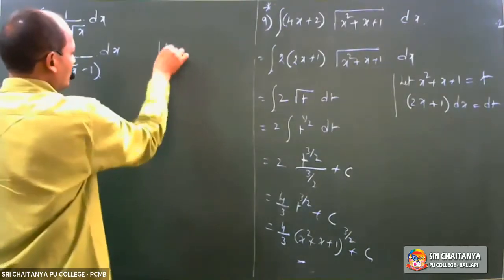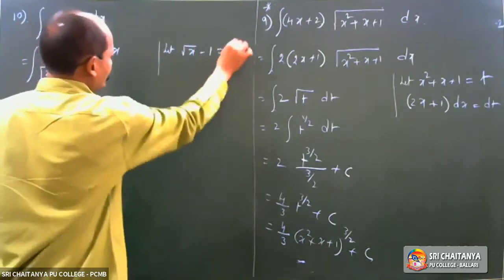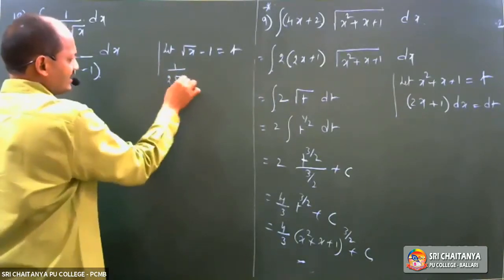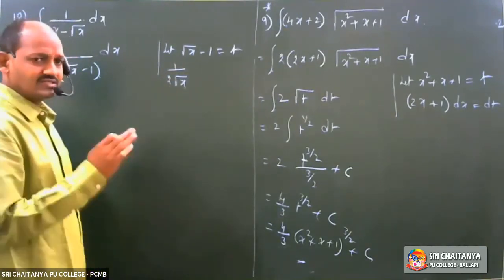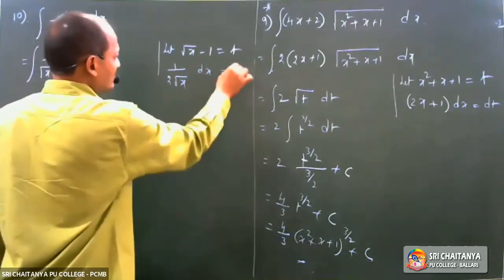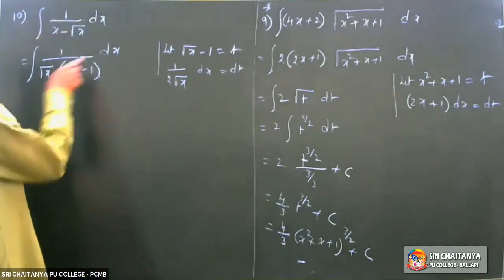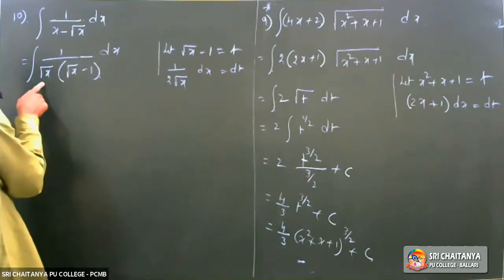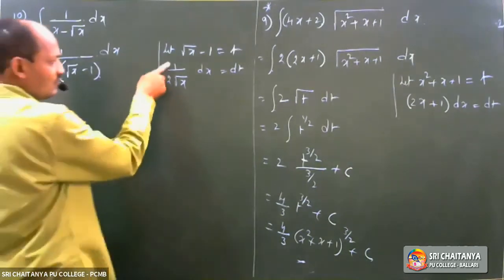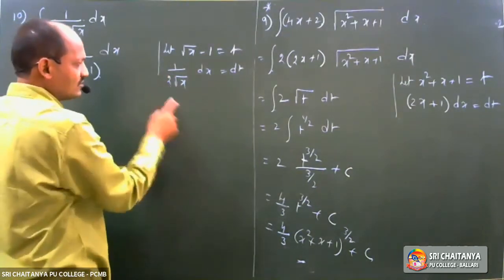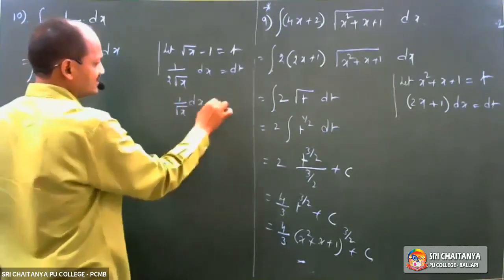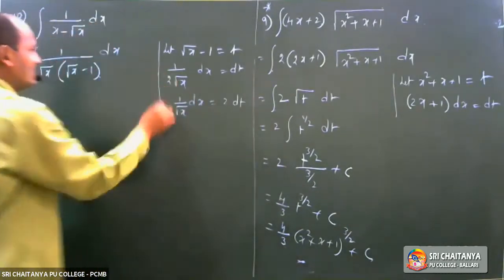Let root x minus 1 is equal to t. Derivative of root x is 1 by 2 root x. Again, minus, the derivative of 1 is 0. dx is equal to dt. But here we have dx by root x only. 1 by root x into dx. So 1 by root x dx is equal to 2 dt.